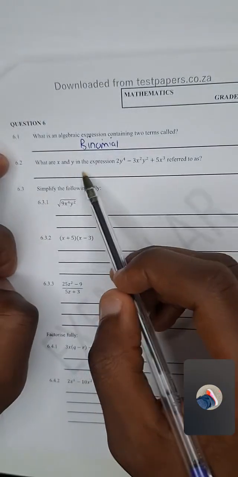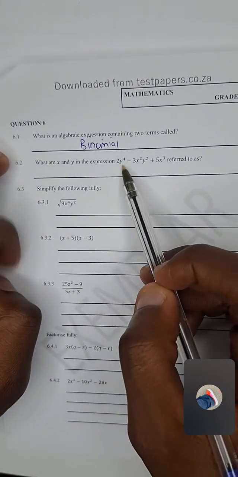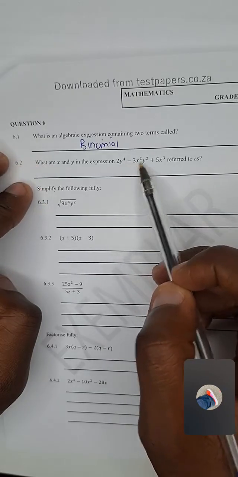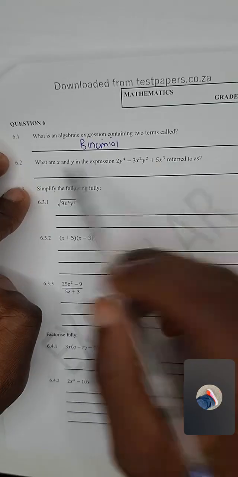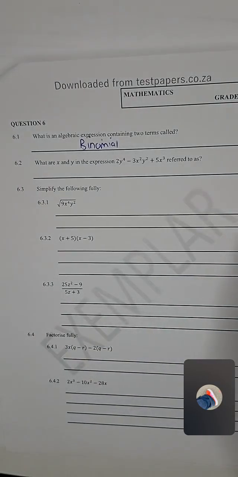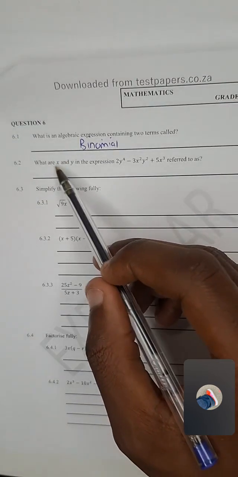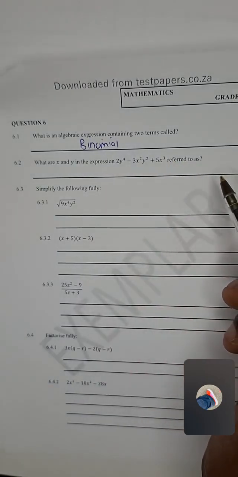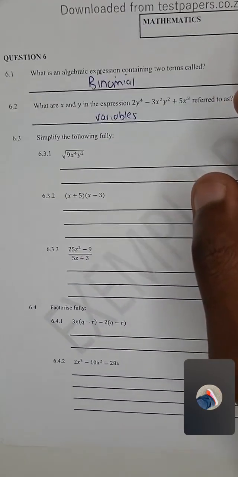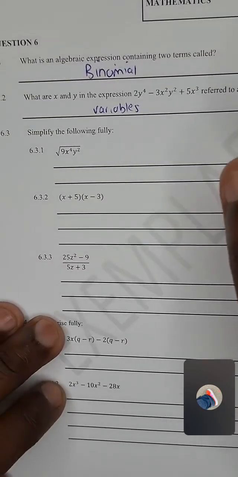Okay, let's move on. What are x and y in the expression 2y to the power 4 minus 3x squared y squared plus 5x to the power 3 referred to as? Trinomial. I repeat again. What are x and y in the expression referred to as? Those are the variables. Thank you, variables. Okay, moving right along. Simplify the following fully: the square root of 9x to the power 4y squared.